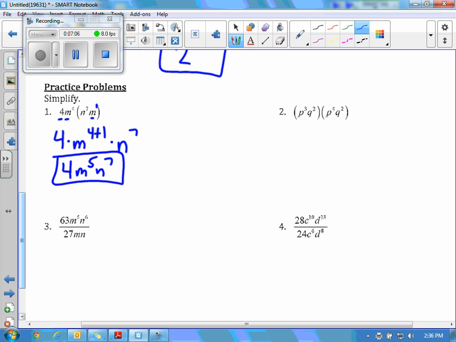I cannot put the m and the n together. I can't make that 12 because they don't have the same base. So I just stop right there. Number 2, I'll leave to you.